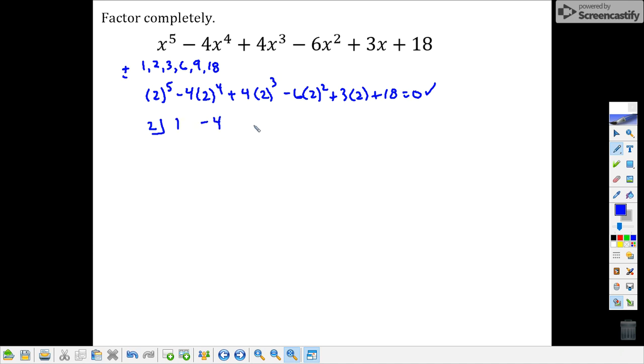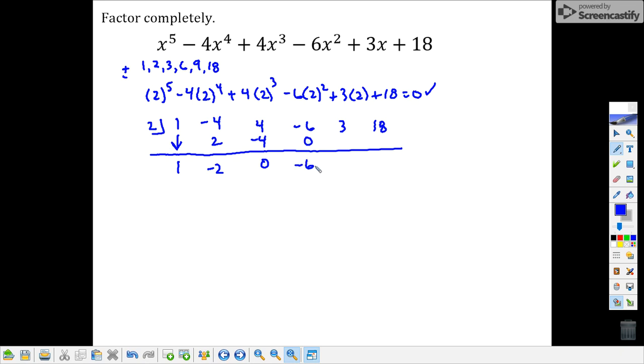So I'm going to go ahead and do my synthetic division. 1, 4, 4, 6, 18. Now, if I didn't guess well the first time, you just have to keep guessing. So first thing I'm going to do is drop down that 1 and go ahead and do my synthetic. 2, 2. The 0 that I want.